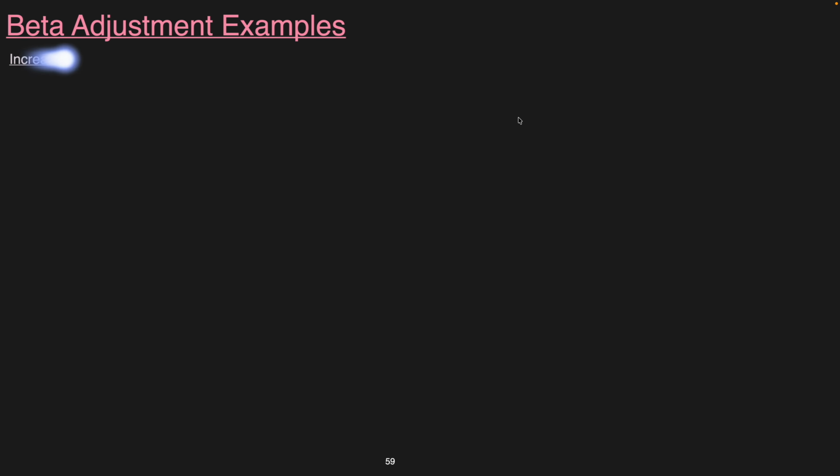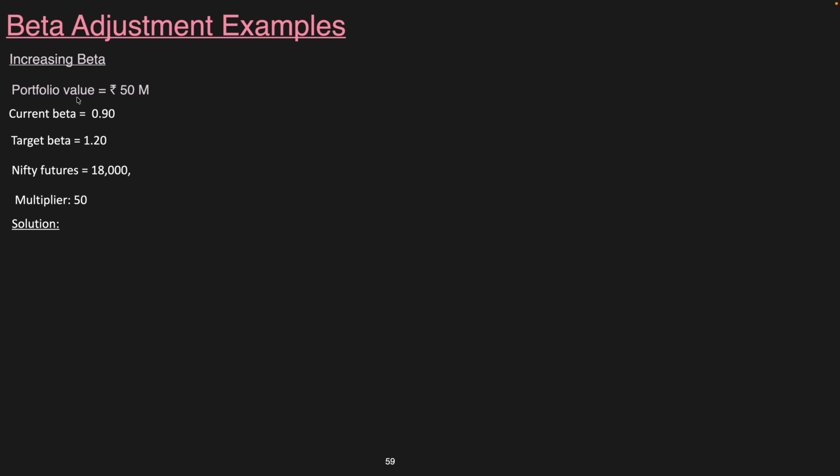So let us take one example of beta adjustment. Let us take a portfolio value of 50 million. Current beta is 0.9. So they want to increase the beta. They want to give more exposure to the market risk. The Nifty future is trading at 18,000 and the multiplier is 50.